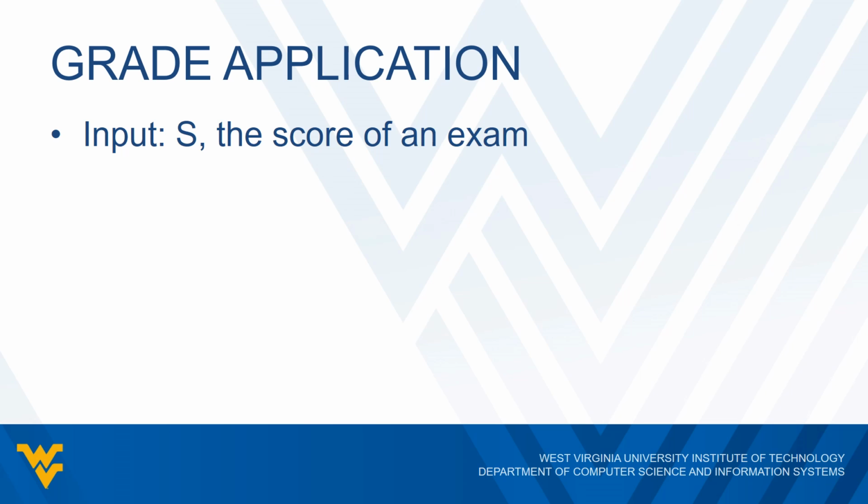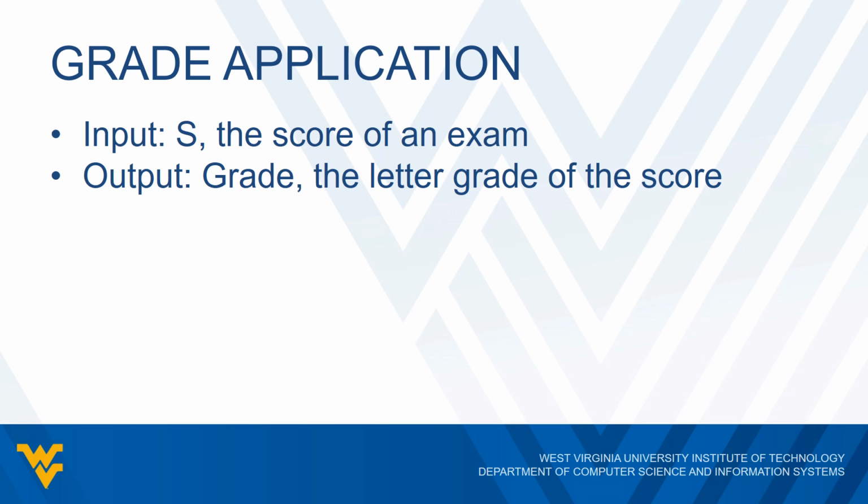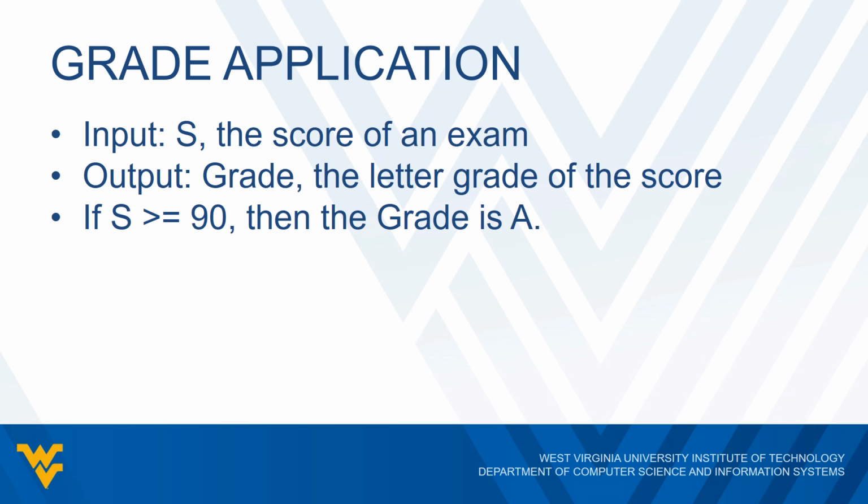And our output in this case is going to be what we call grade, and it's going to be the letter grade of that score. So we either get an A, B, C, D, or F. There are several cases we have to consider to determine what our letter grade is. If our score S is greater than or equal to 90, then the grade is going to be A.